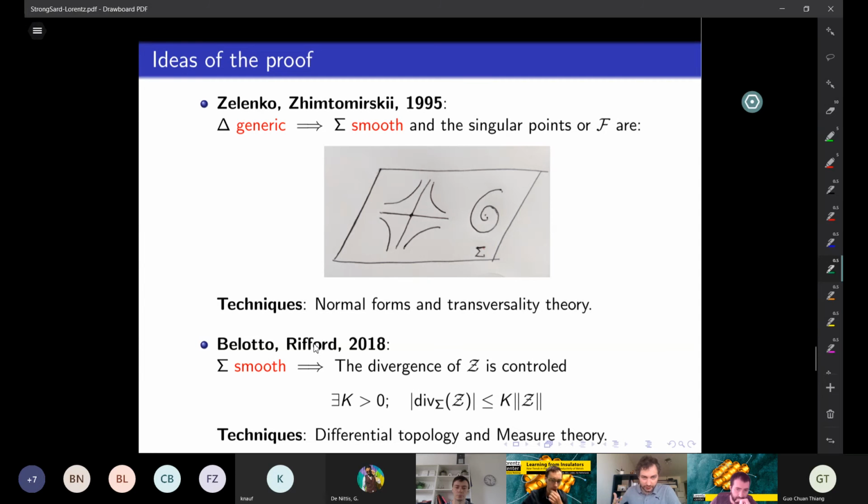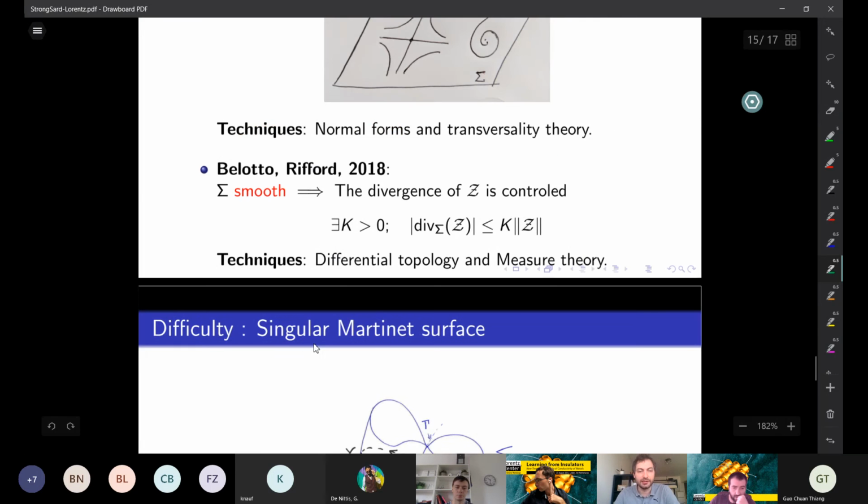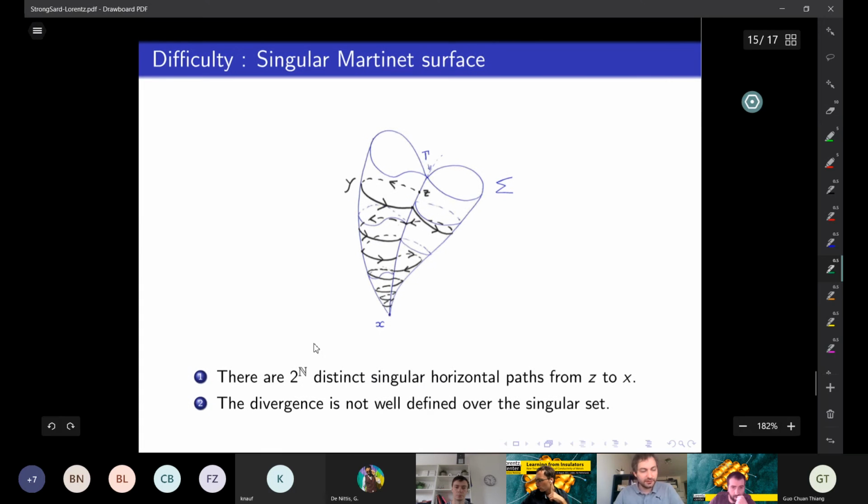But what I wanted to point out is the last step here, where we are going to have to deal with cases where the Martinet surface is not smooth, and how we are going to pass from generic to something which is not only generic but analytic in general. I don't want to go on too much, so let me go directly to the techniques.